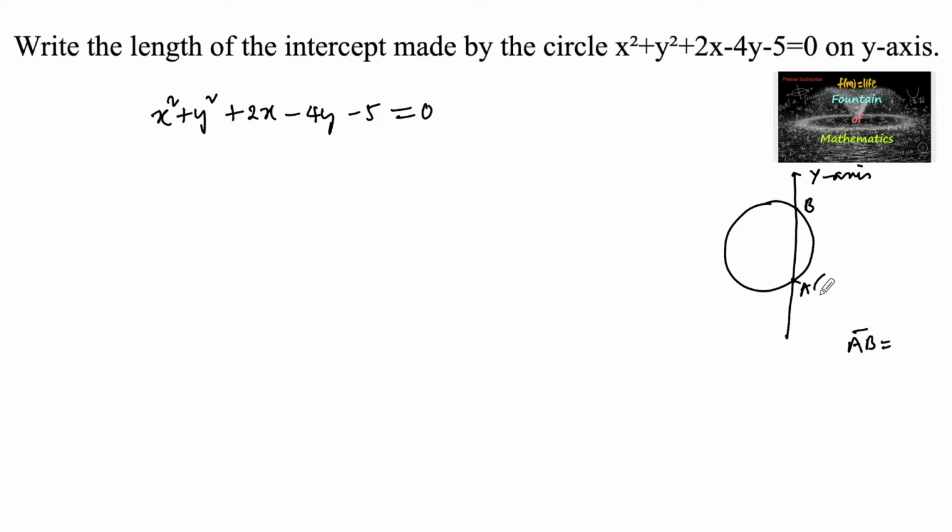If suppose the coordinates on the y-axis are 0, y1 and 0, y2, the length of AB can be taken as mod of y1 minus y2. So this is the intercept. Let us solve this problem by two methods. One is the direct method and one is by using the direct formula. First let us go with the direct method.